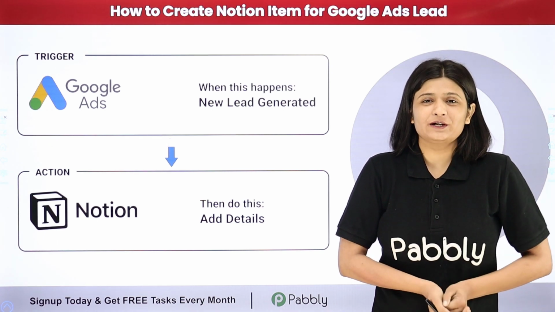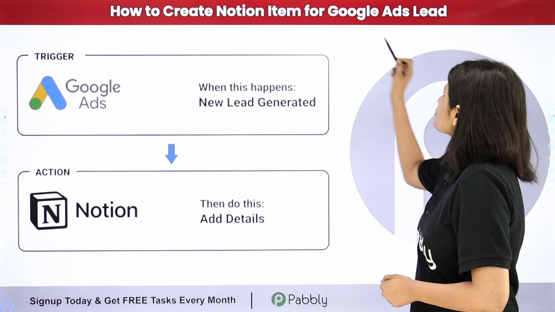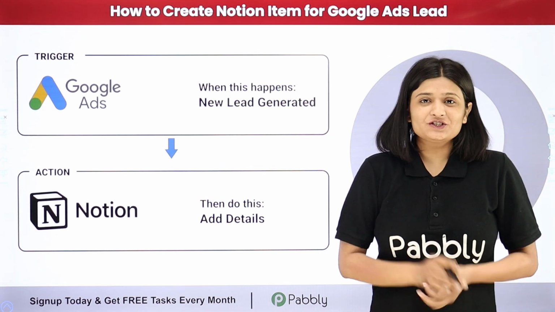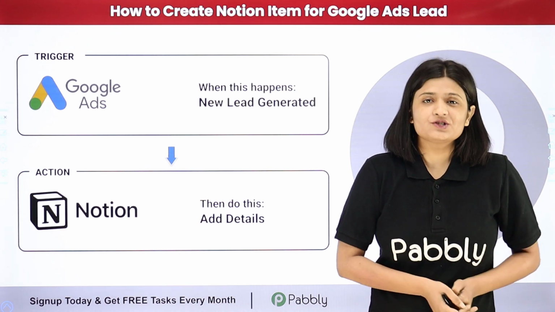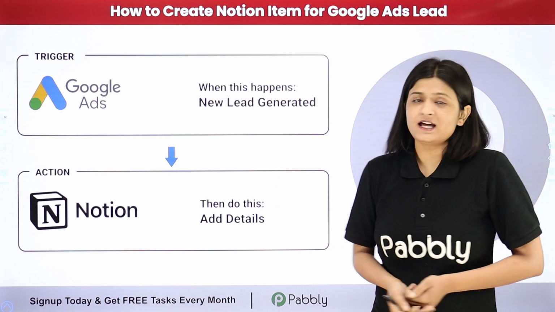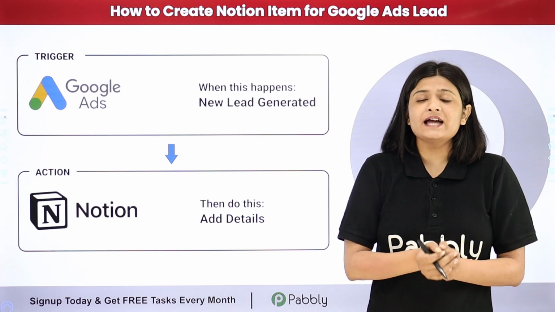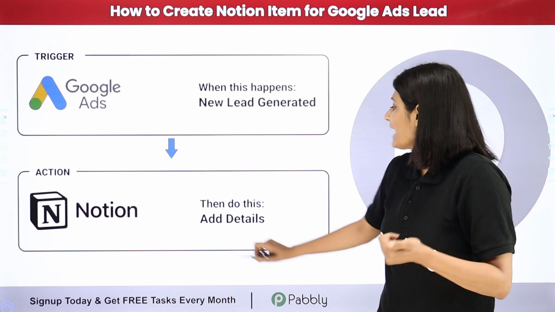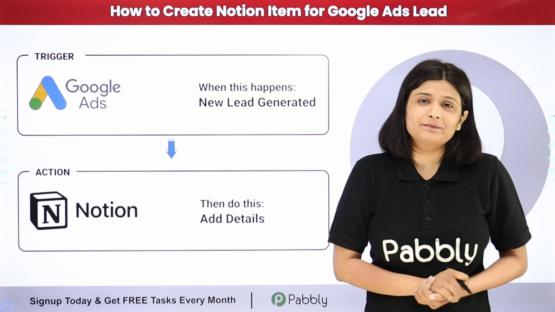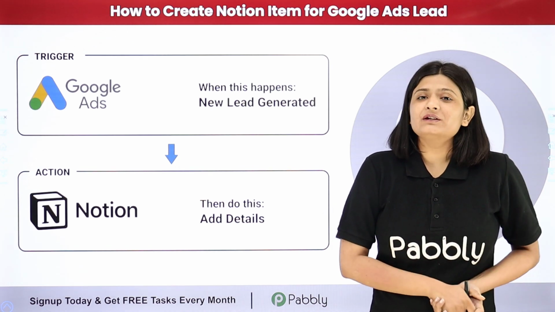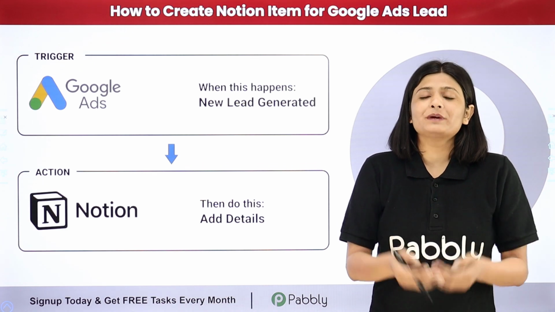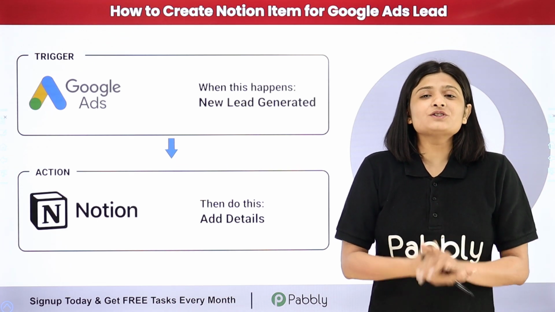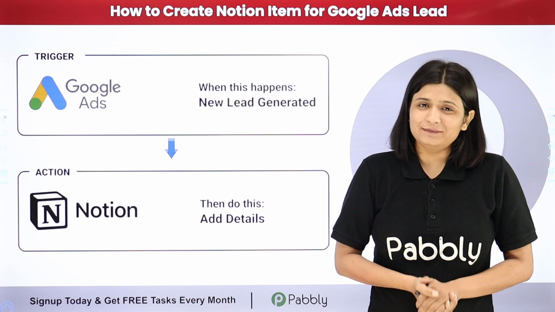In this video, we are going to learn how to create Notion item for Google Ads lead. So let's suppose I am running an online business and I am collecting all my potential leads with the help of Google Ads. Now whenever I receive a new lead, I automatically want to create item and add details in my Notion database. Now doing this manually will be a very tedious and time consuming task, so I am completely going to automate this process, and to do this automation I am going to use Pabbly Connect.